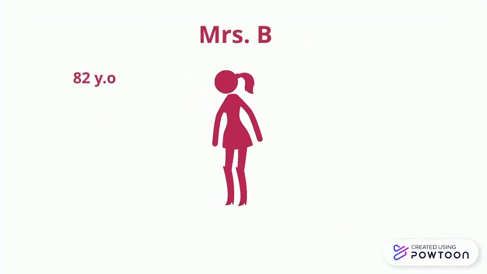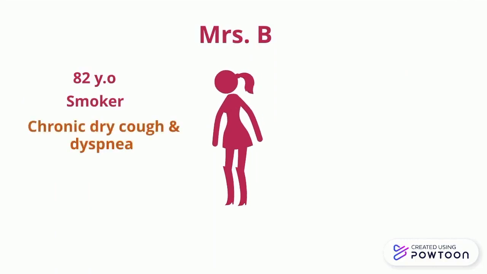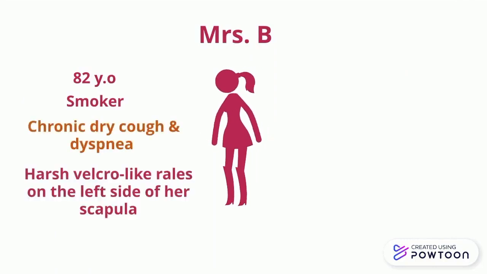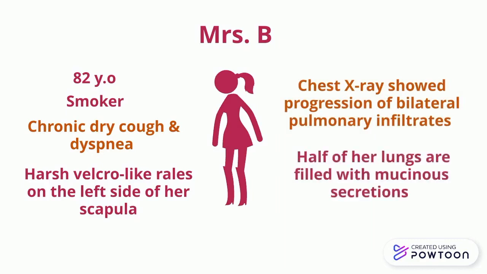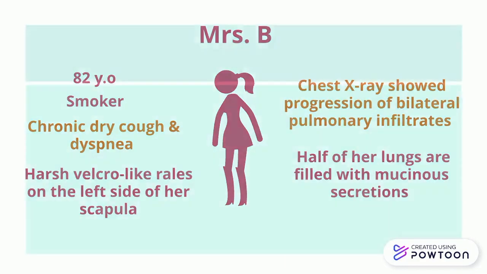Mrs. B is an 82-year-old smoker who came in with a chronic dry cough and dyspnea. Her lungs have harsh Velcro-like rales that are heard on the left side near the tip of her scapula. Her chest x-ray showed progression of bilateral pulmonary infiltrates. Half of her lungs are filled with mucinous secretion.